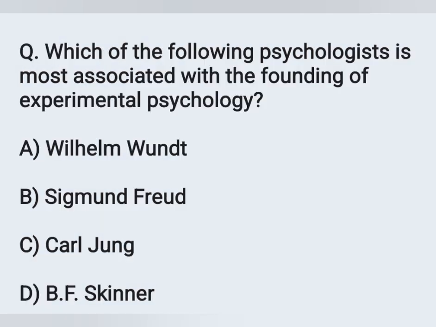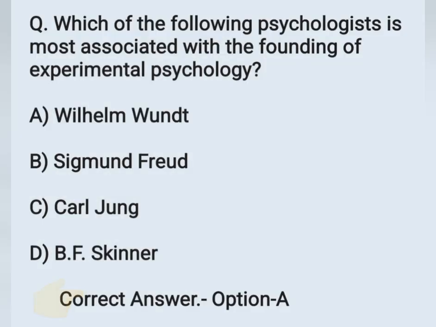And the next question is, which of the following psychologists is most associated with the founding of experimental psychology? Our options: option A, William Wundt; option B, Sigmund Freud; option C, Carl Jung; option D, B.F. Skinner. And the correct answer is William Wundt. Option A is the correct answer.